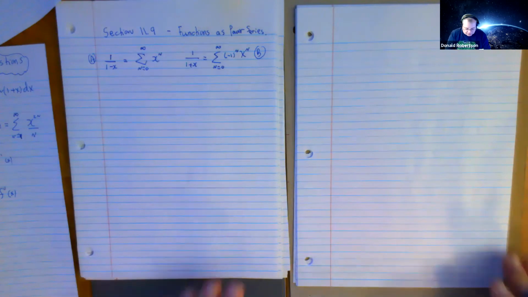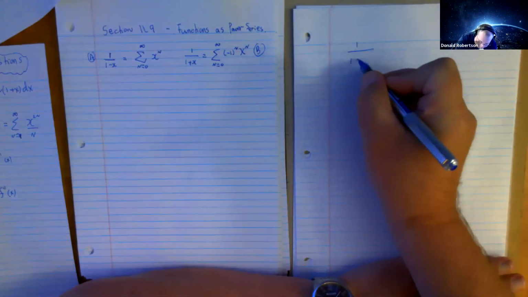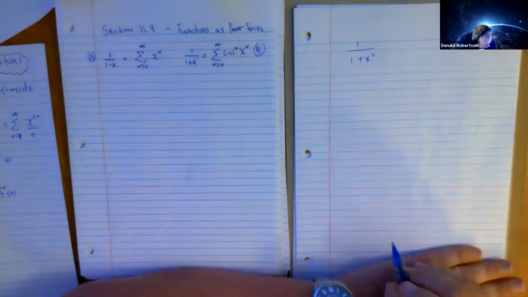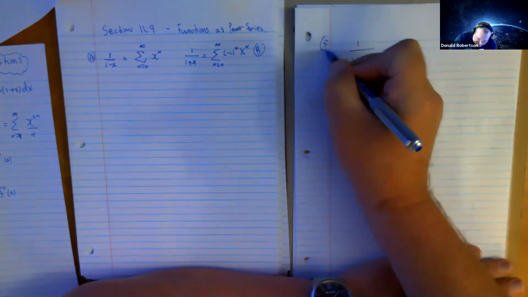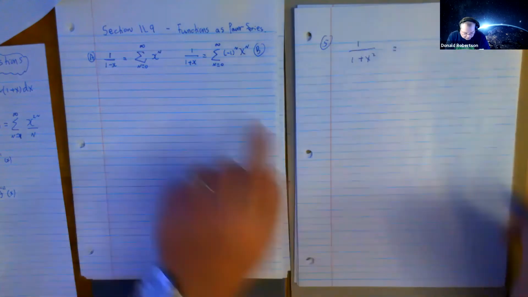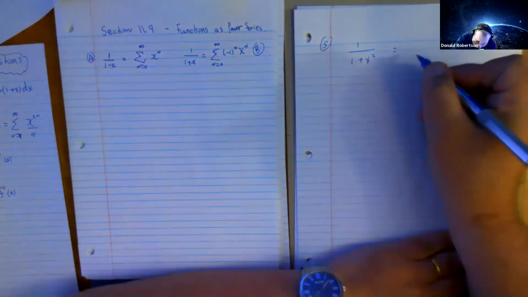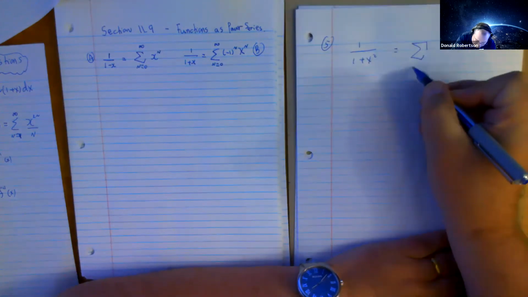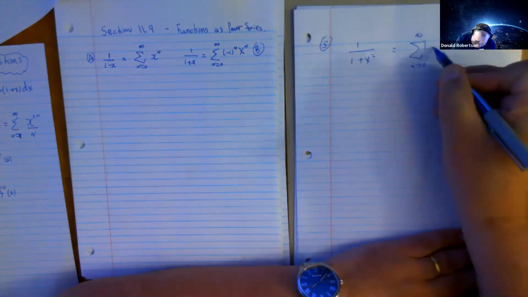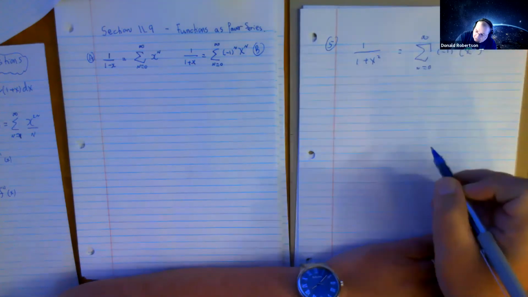Next one. I'm going to change tack here. This would be my question 5. Suppose I asked you for that one. You should be saying, hey, that's easy. Isn't that just this with the x replaced with x squared? And you are right. The sum from n equals 0 to infinity of (-1)^n times (x squared)^n. Replace the x with x squared.